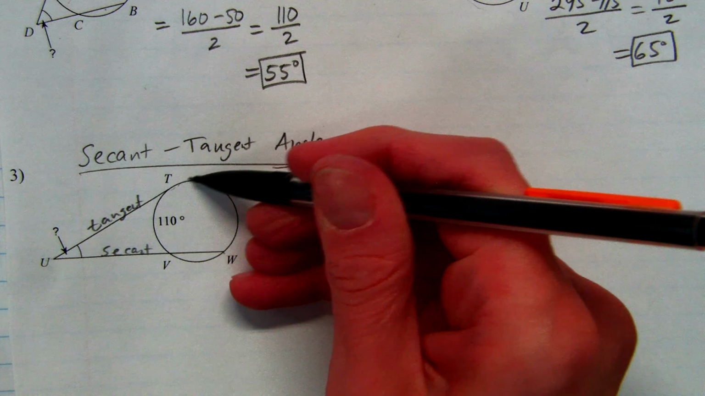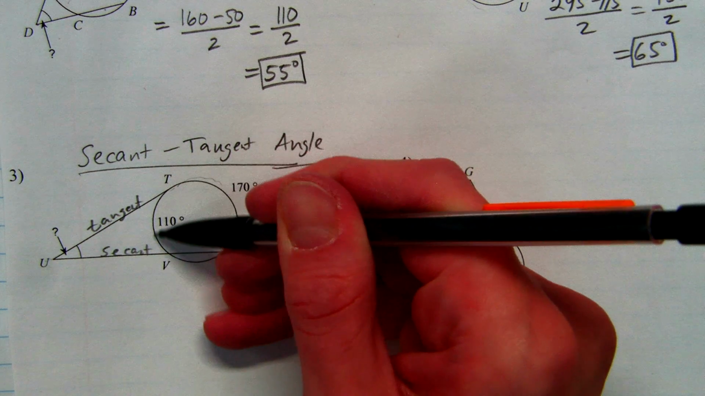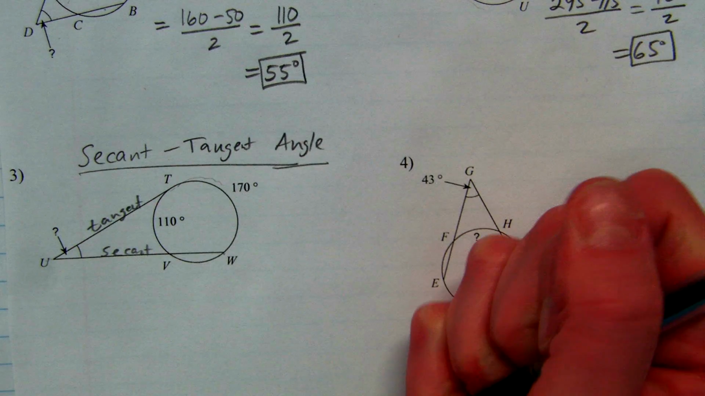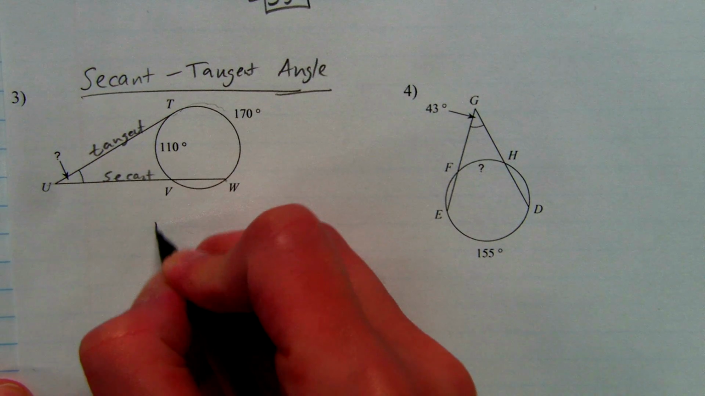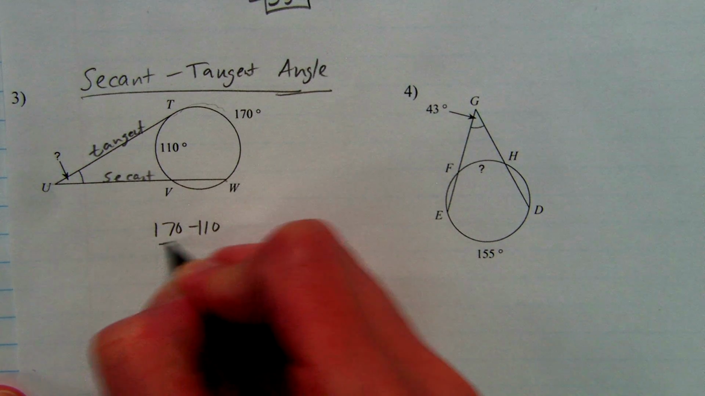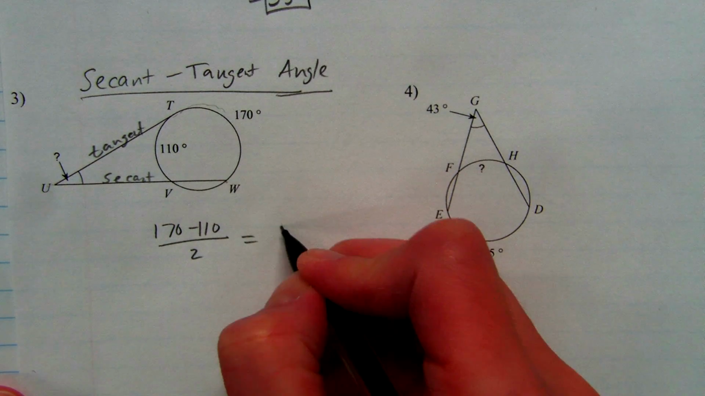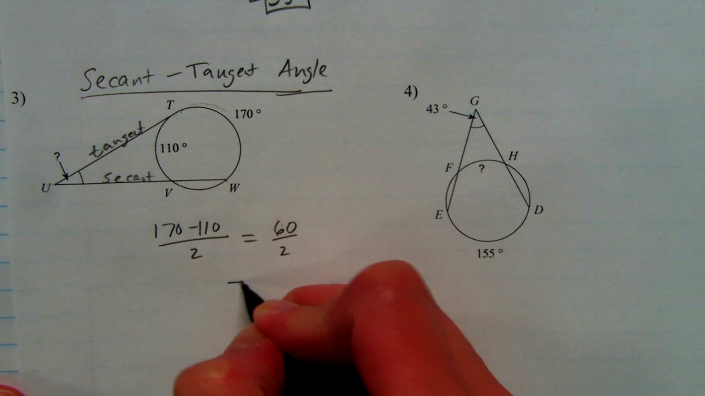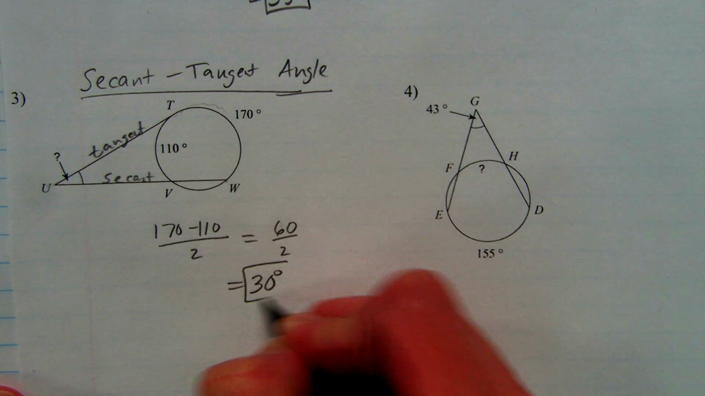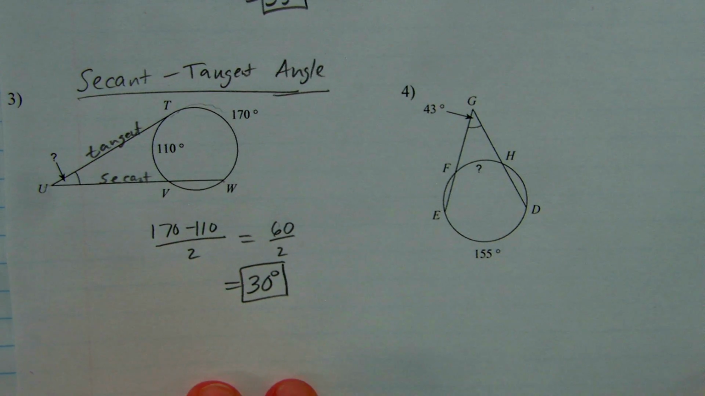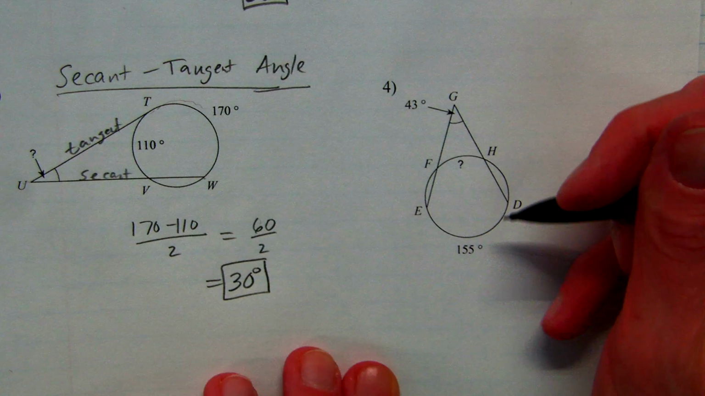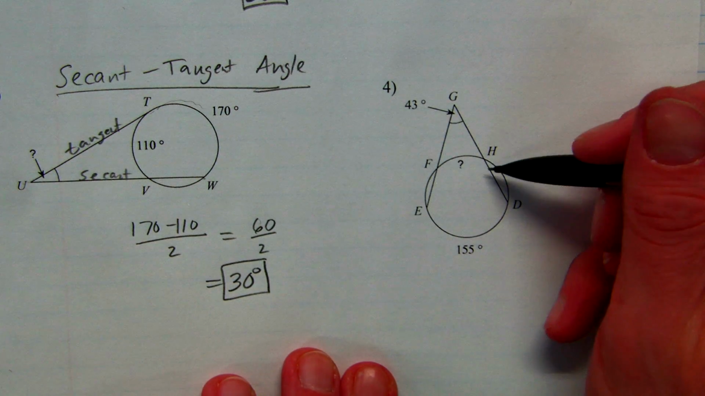And they actually did give you both arcs. So we can just go ahead and look for the difference. So we have 170 minus 110 over 2, which would just be 60 divided by 2. We get 30 degrees. Okay, so it's just the same formula. Same formula. So let's name these.